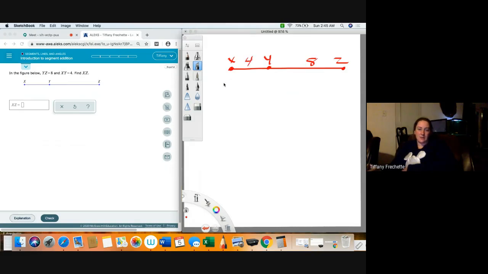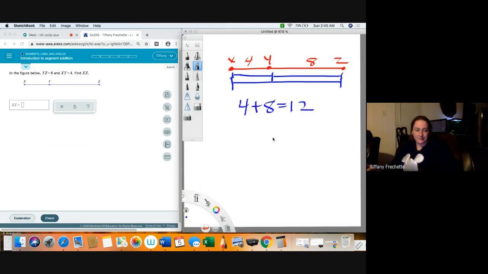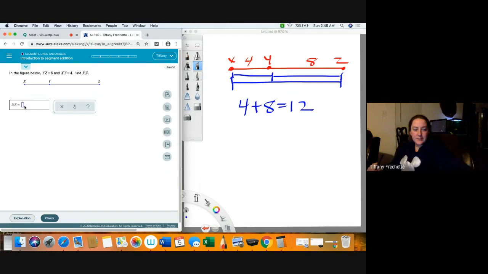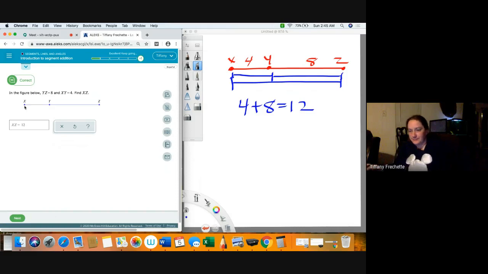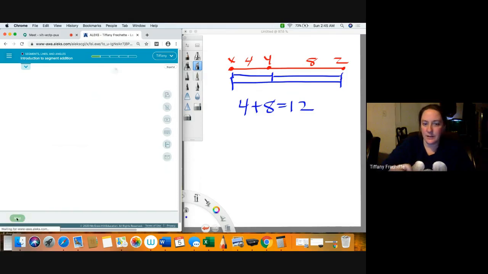So this is exactly what I was hoping it would do just a few seconds ago. It's giving us the two pieces, and they're asking us to find XZ. We already know what this piece is and what this piece is, so it's just two pieces we need to put together. So we just go 4 plus 8, and we get 12. We simply type in 12, check, and there we go.